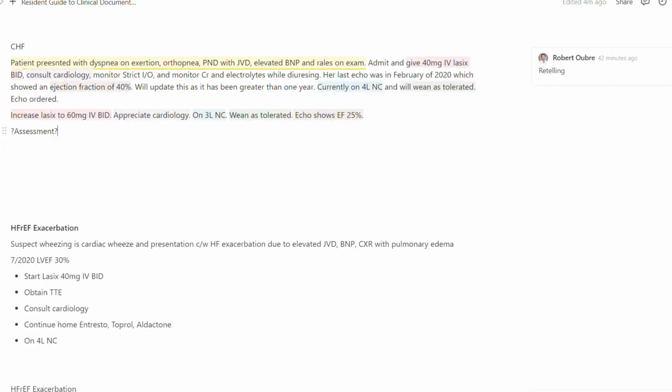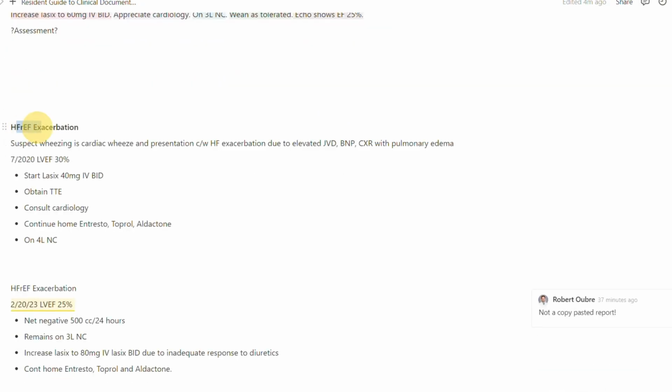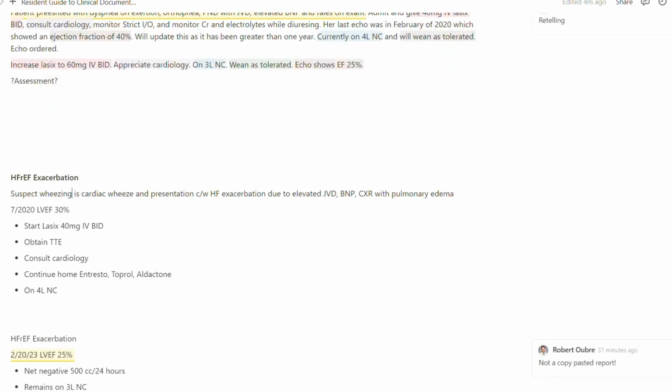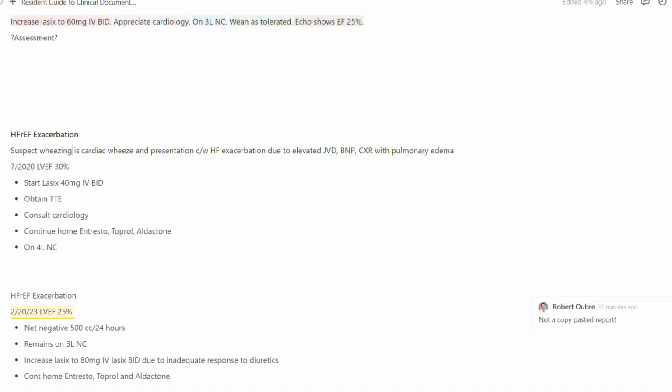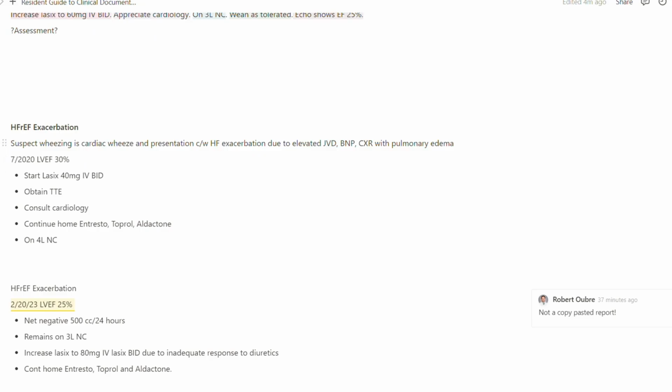First of all, we have an EF of 40% initially, and later on an EF of 25%. So I'm going to call it a heart failure with reduced ejection fraction exacerbation. Again, I wouldn't really call the original a reasoning. Maybe the ER, I hate to keep picking on the ER, but maybe the ER called this patient a COPD exacerbation, and maybe I disagree with that. So I'm going to say I suspect the wheezing is a cardiac wheeze and presentation consistent with heart failure exacerbation due to the elevated JVD, BNP, chest X-ray with pulmonary edema, et cetera.